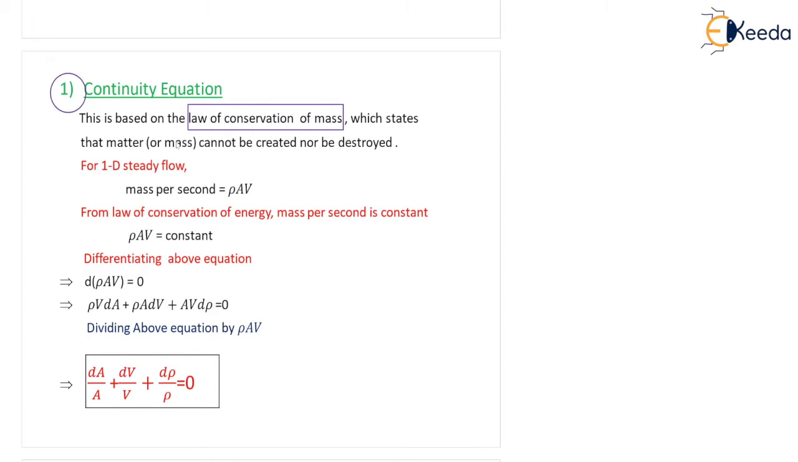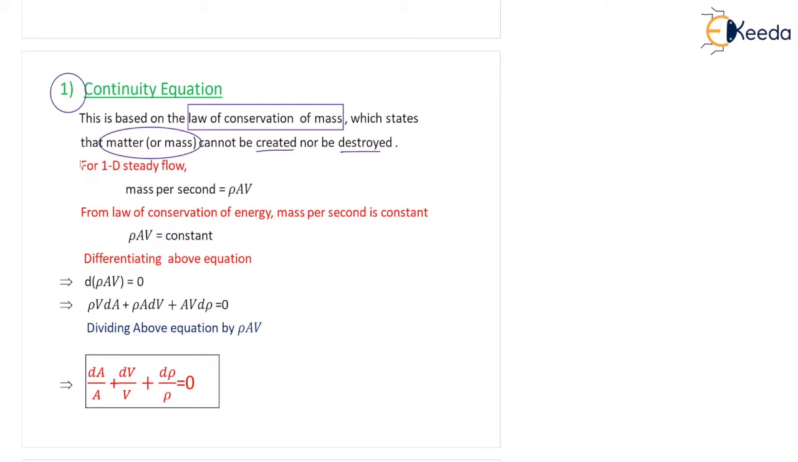Each and every flow must satisfy the continuity equation. The law of conservation of mass states that matter or mass cannot be created or destroyed. So mass can never be created nor destroyed, correct? In short we call this equation the continuity equation. The mass entering the device, the same mass should come out, so there should not be any accumulation of mass inside the device.